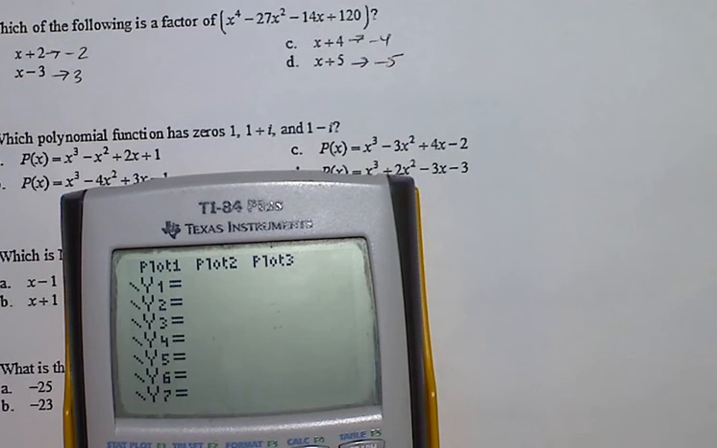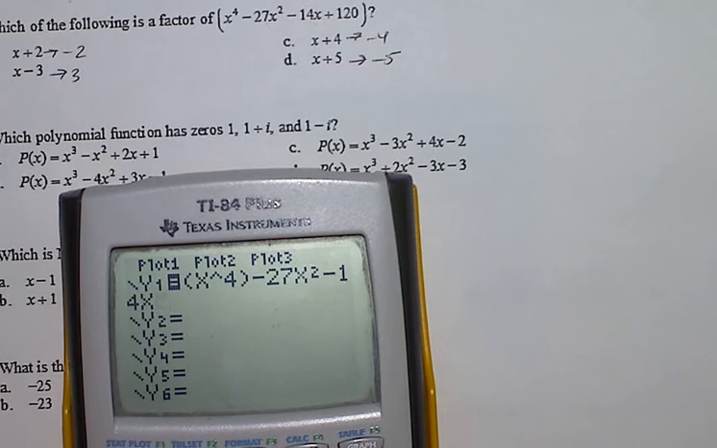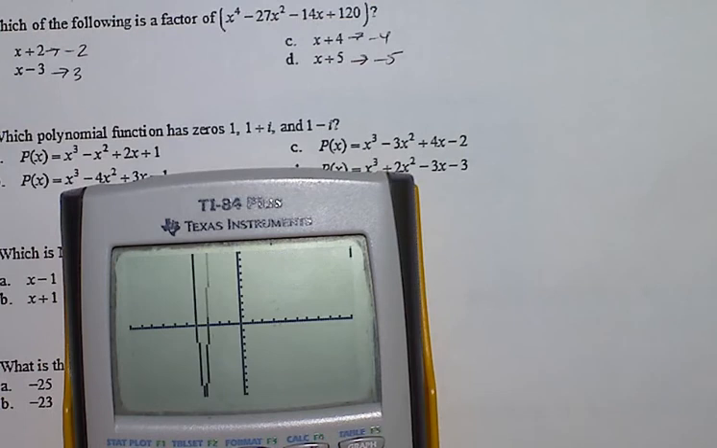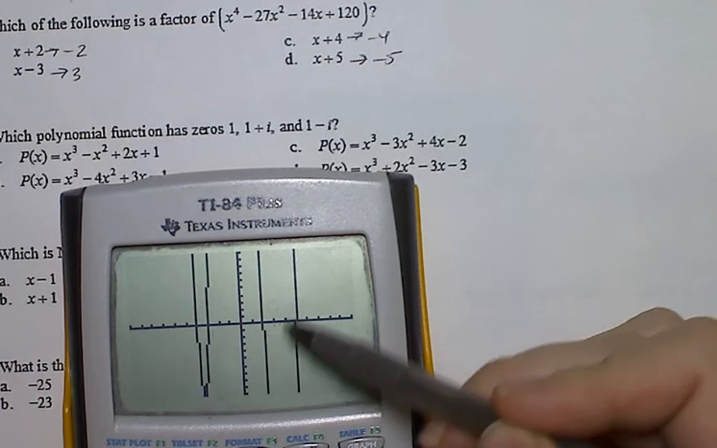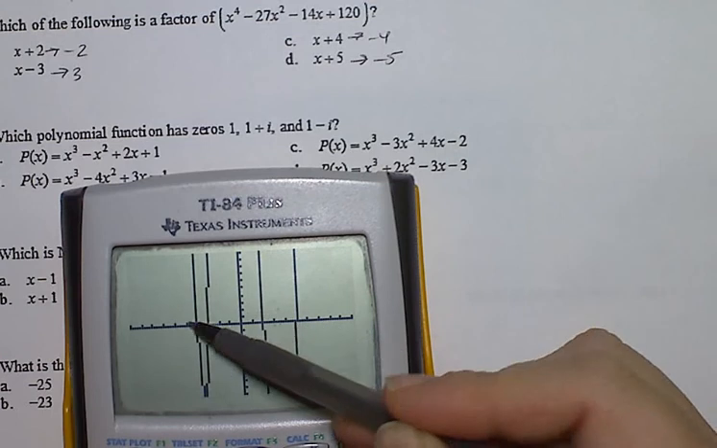So let's go x to the 4th minus 27x squared minus 14x plus 120. And there's two ways. We can look at the graph to see which one is an x-intercept and transfer it into a factored form, or we could look at the table form. So I can see that visually it appears like there is an answer at 2, 5, -3, and -4. But let's just check and see.